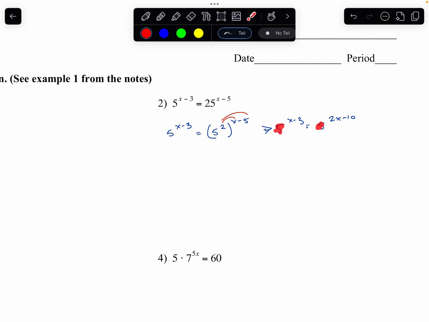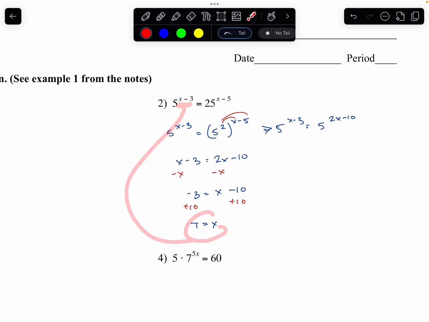And now that the bases are equivalent, I can set the exponents equal to each other. So x minus 3 equal to 2x minus 10. And now I can solve this linear equation. I'll subtract x, I get negative 3 is equal to x minus 10. I'll add 10 and add 10. And I get 7 is equal to x. So if I plug in 7 there, I get 4. If I plug in 7 here, I'll get 4 as well, because 5 squared, and yeah, so that checks out.